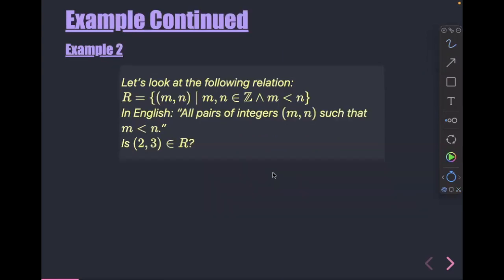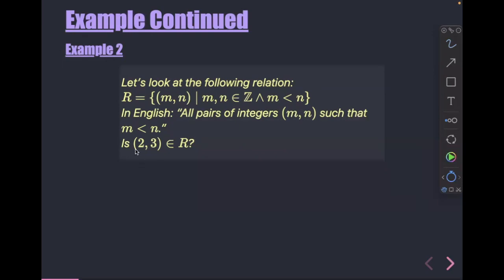Okay, so let's keep looking at this relation so we can think more about it. We're still talking about this relation where m and n are both integers, and m is less than n. So in English, it's all pairs of integers m, n such that m is less than n. If it's easier to translate it into English first, that's always a good thing to do, if that helps you.